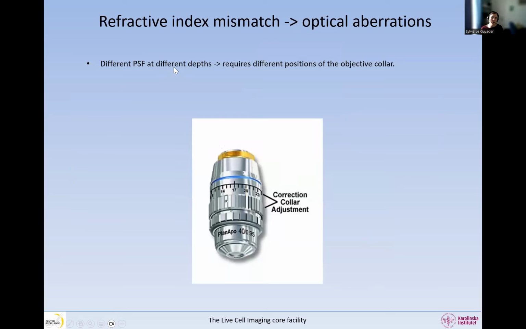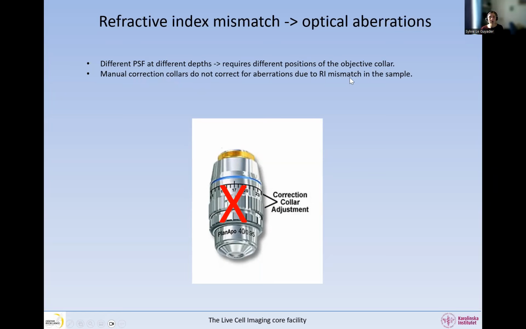So the point spread function changes with depth when we have optical aberrations. This means that even if we have a correction collar on our objective that may help, we would require different positions of the objective correction collar to be able to image these 3 beads with the same point spread function. So it's not possible to image these 3 beads in the same way if we have a manual correction collar.